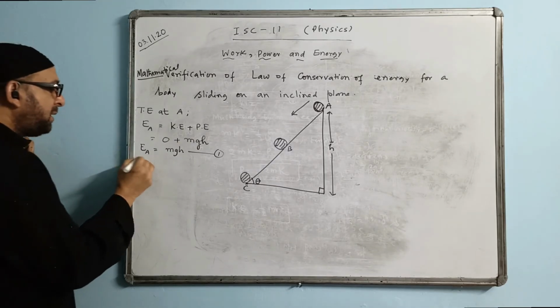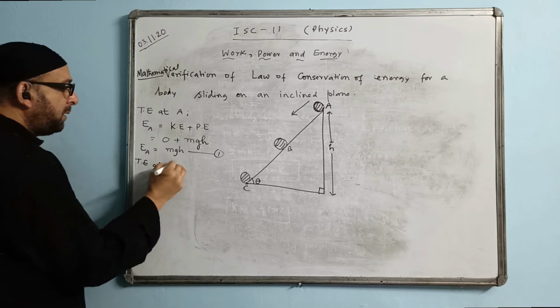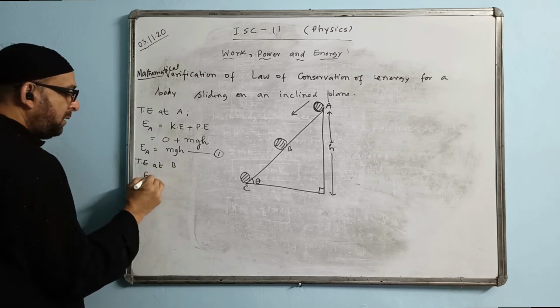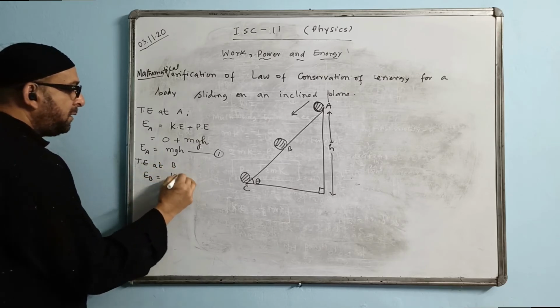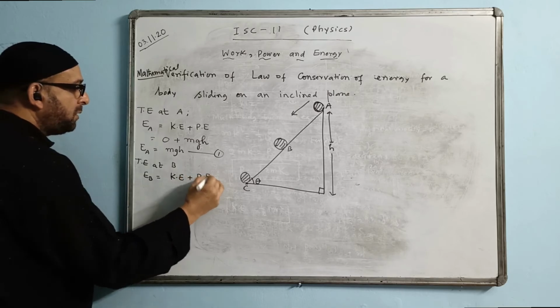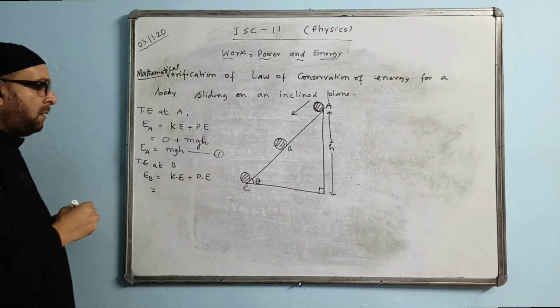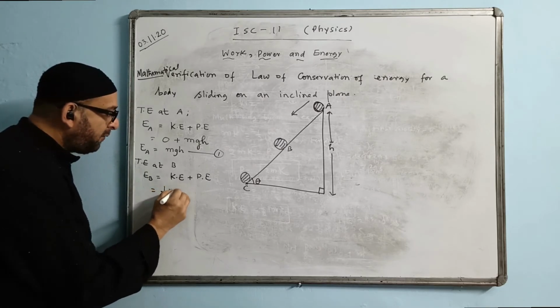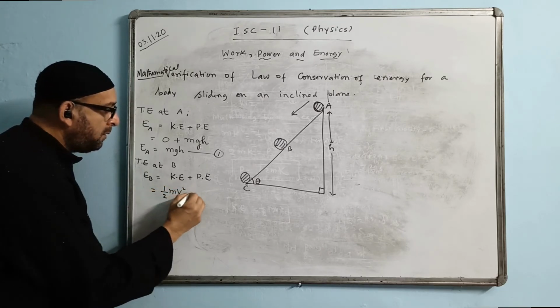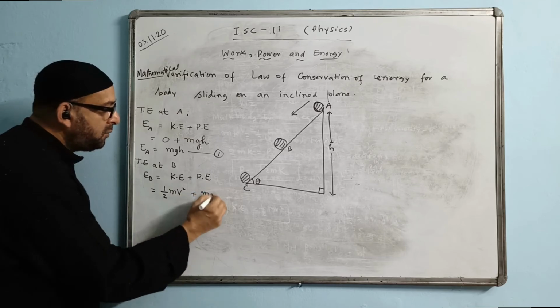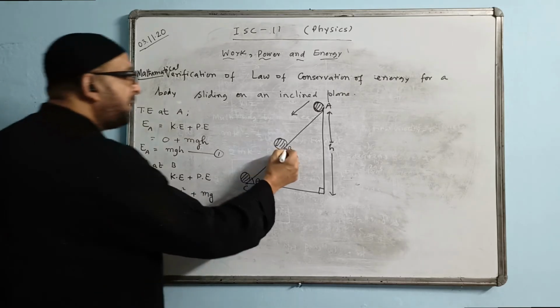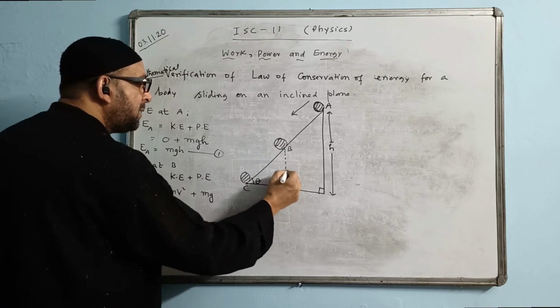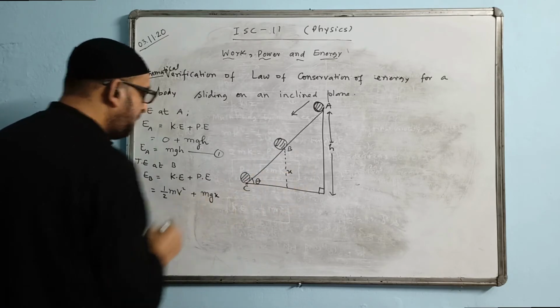Now I write the total energy at B, EB. Here I write again kinetic energy plus potential energy. Kinetic energy is half mv square. Potential energy is mg into the vertical height. Let us take the vertical height of this point as x.